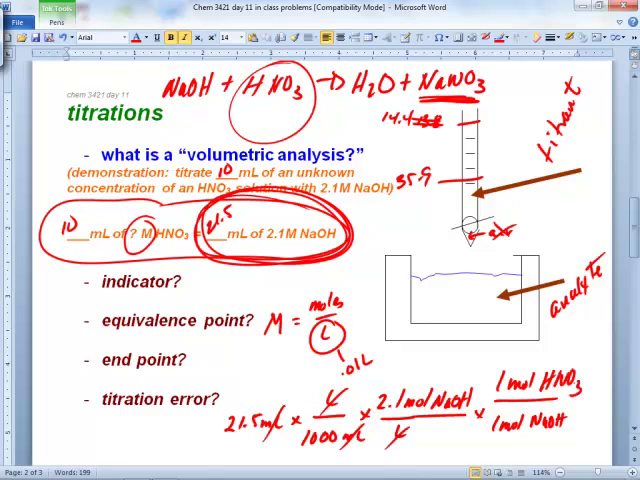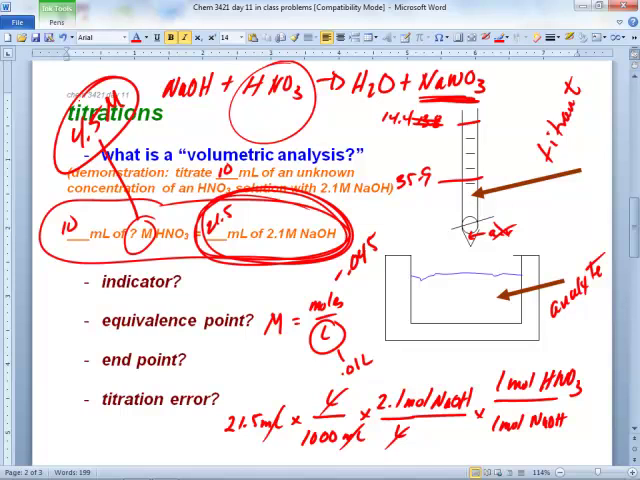And we end up with, let's see, 21.5 divided by 1,000 times 2.1, 0.045. So that's 0.045 moles. Divide that by 0.01 liters, you get about 4.5. So my concentration of HNO3 is 4.5. I had put the 0.045 here, and I had to divide it by the 0.01 liters.